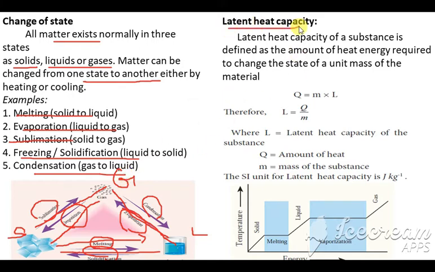Next we have the latent specific heat. So what is meant by latent specific heat is it is defined as the amount of heat energy required to change the state of unit mass of the material. So ஒரு யூனிட் மாஸ் நம்ம வந்து எவ்வளோ amount of heat energy கொடுத்தா ஒரு ஸ்டேட்லேருந்து இன்னொரு ஸ்டேட்டுக்கு போகும், that is called as a latent heat capacity.